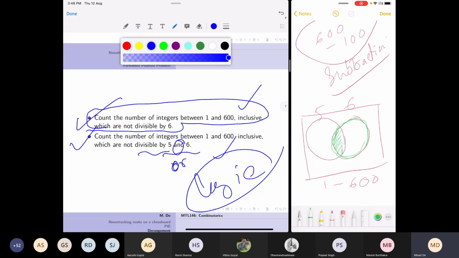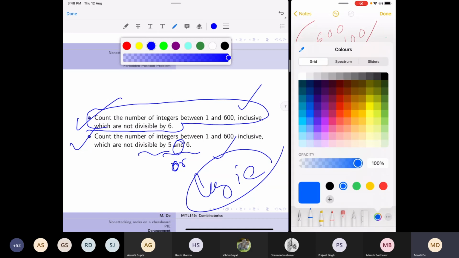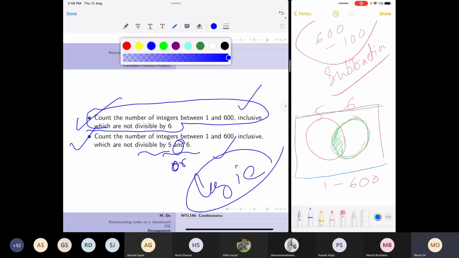Now if you want to count those numbers which are neither divisible by 5 nor 6, I am interested in looking at this portion of my diagram. If you subtract the numbers divisible by 5, and again the numbers divisible by 6, then you are subtracting this intersection portion twice. That's why you need to add it back. Then you will get the answer. So this is a very easy question using the Venn diagram.